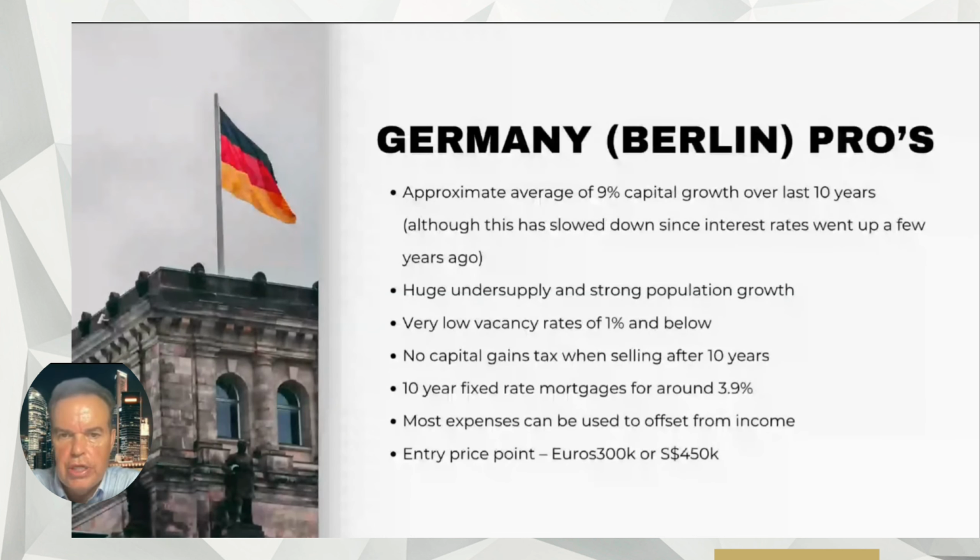So your major outgoing is something that you know exactly what it will be. And most expenses in Germany can be offset from the income. So you can reduce your income tax liability to pretty much zero in the first few years. And as I mentioned, the price points in Berlin can be as little as 300,000 euros or about 450,000 Singapore dollars for the capital city of the strongest economy in Europe. And you can be easily looking at probably double that for central locations in places like London and Paris.